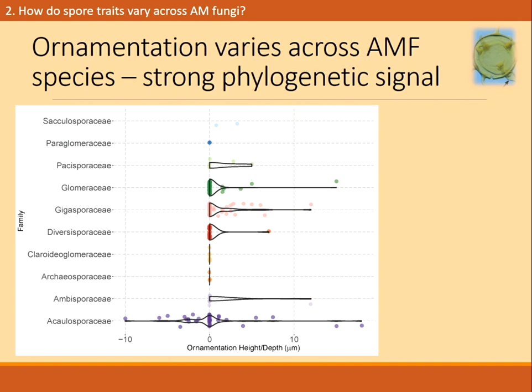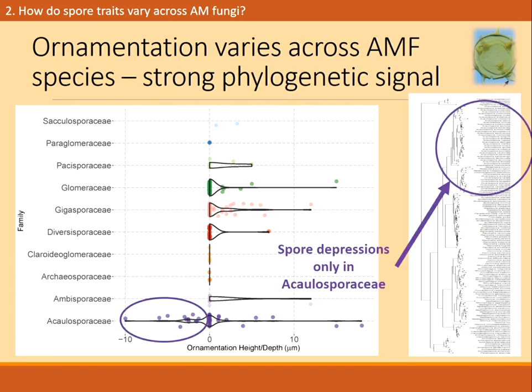Okay, what about ornamentation? Ornamentation was not as variable as size. So some species have significant ornamentation, some have none. But we did see a strong phylogenetic signal with ornamentation. So some families are more likely to contain species with ornamentation. And it was really interesting that ornamentations in the form of depressions were only present in a single AM fungal family, the Acaulosporaceae. So that was kind of a new revelation to us.